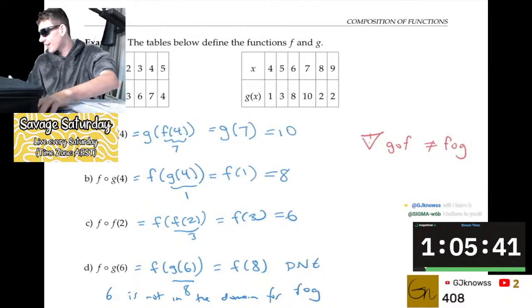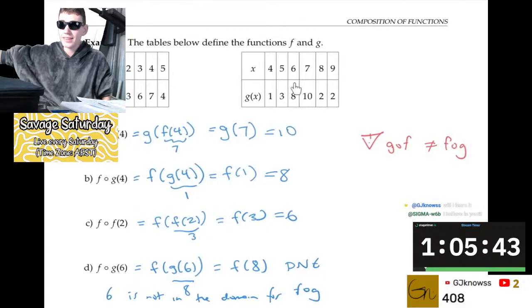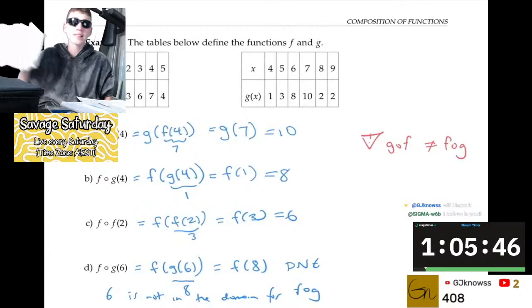Even though 6 was in the domain of g, we couldn't follow all the way through and get a value for f composed with g of 6.